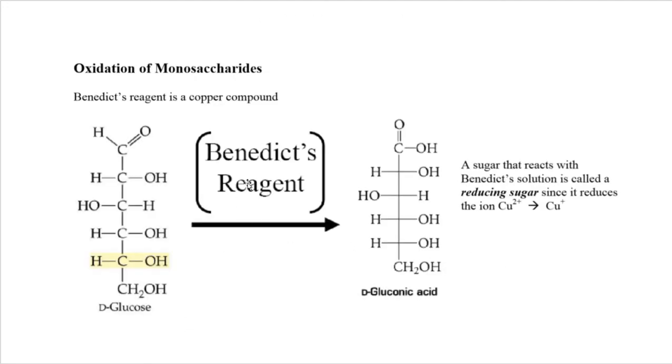Benedict's reagent that we have seen in the lab is a reagent made of copper 2. Because of the oxidation reaction that is happening, the aldehyde group of glucose or other monosaccharide is converted into a carboxylic acid group, and the copper goes from copper 2 to copper 1. In this case, we say when the sugar is positive to Benedict, that is a reducing sugar.